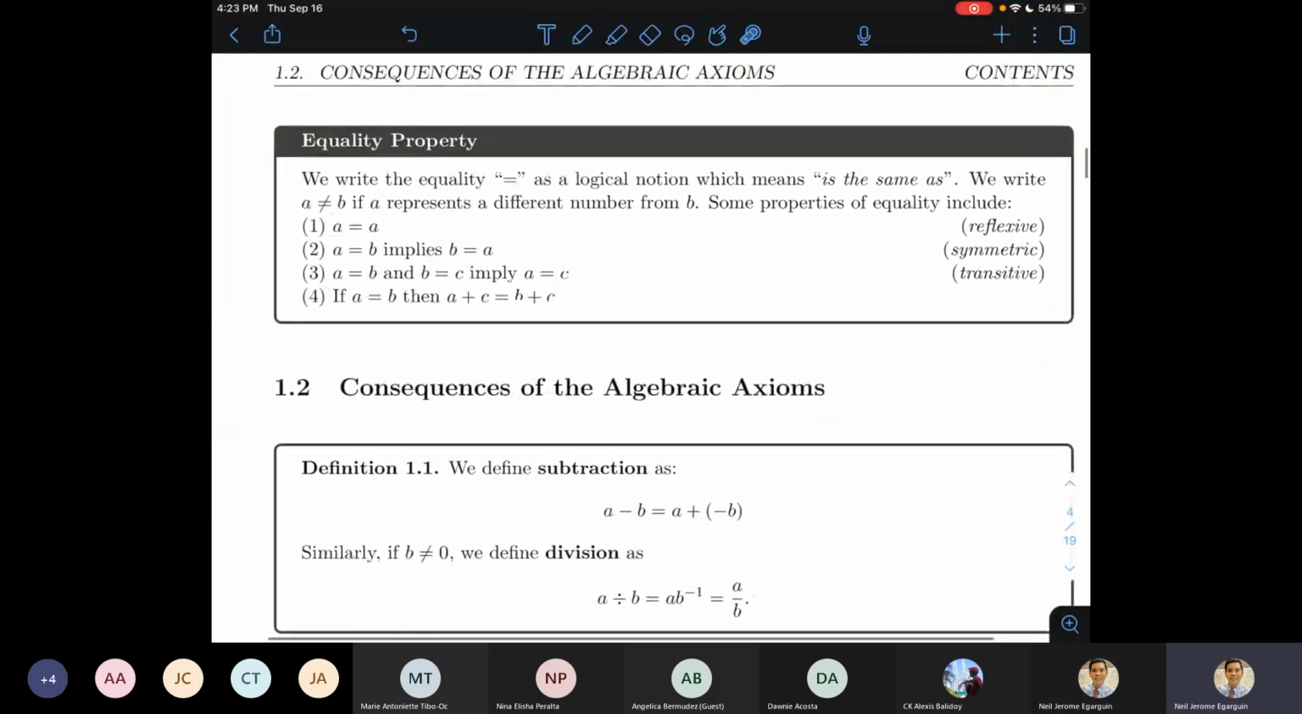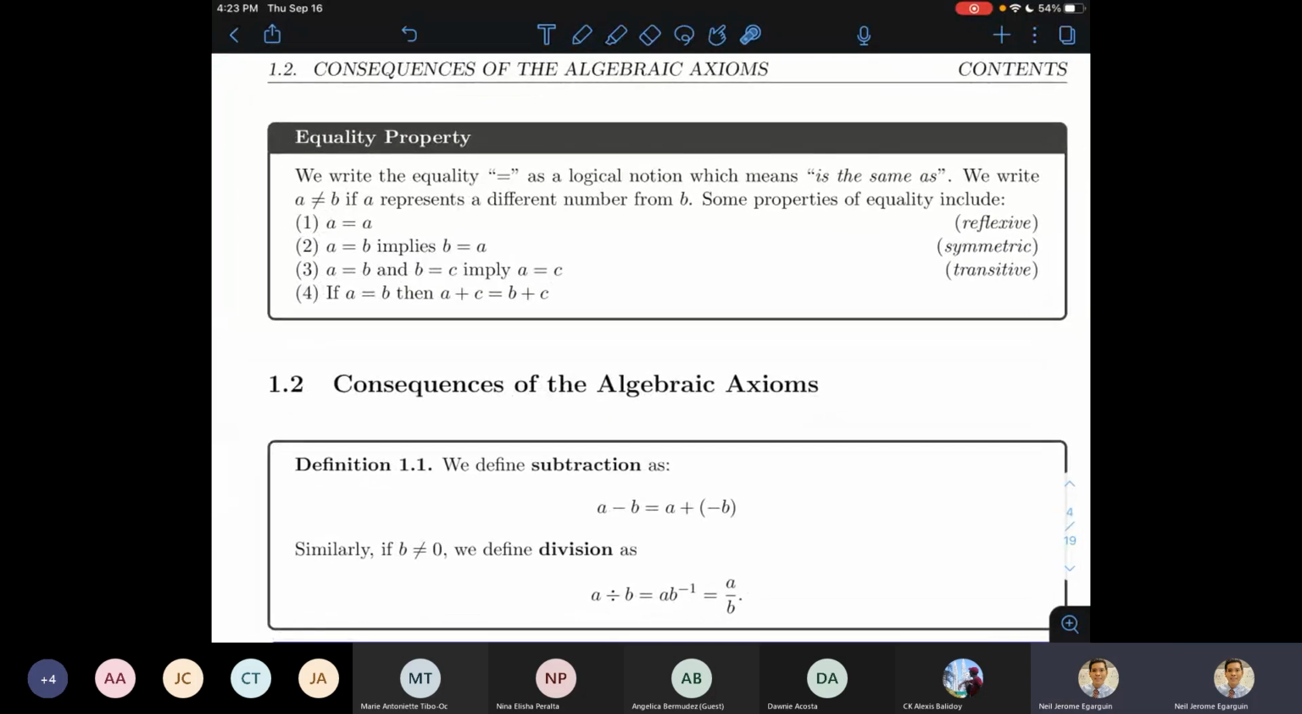All right? And then equality property. So here we are just formalizing what equality means. So we write the equal symbol as a logical symbol to mean is the same as. So we write A is not equal to B if A represents a real number, or in general, probably a set, is different from another number or set B. So here we are also assuming some properties of equality. First one is the reflexive property. Second is the symmetric property. Third is transitivity. And the fourth is the addition property of equality.